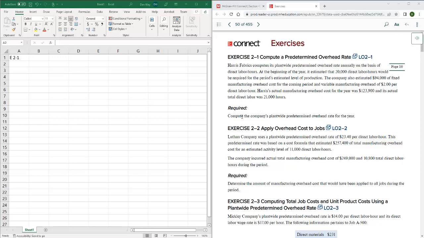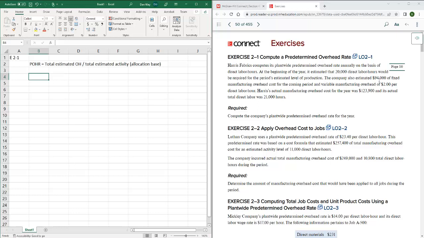Its actual total direct labor was 21,000 hours. So in this problem, the only thing required of us is to compute the plant-wide predetermined overhead rate for the year. So as a quick refresher, our predetermined overhead rate is always our total estimated overhead for the period, in this case the year, divided by the total estimated activity or allocation base. So that's all we need to concern ourselves with here. So let's focus on that first part, total estimated overhead.